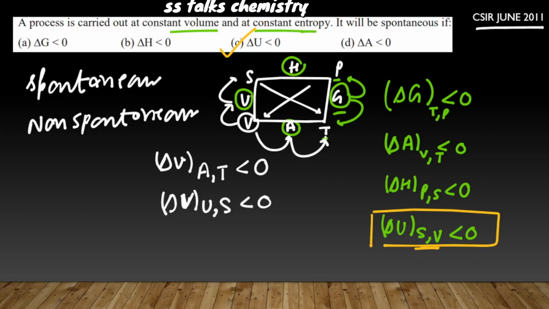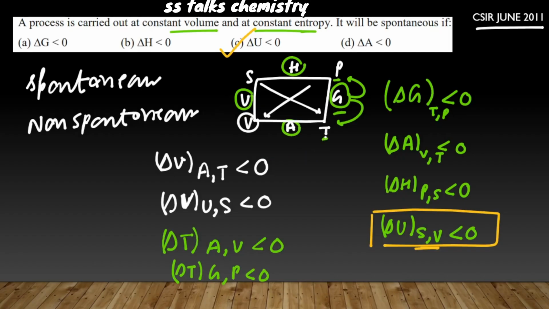Similarly for the temperature also, that is placed on the below side. So here on the temperature side, the Helmholtz free energy and the volume will be taken: delta T at constant A and at constant V should be less than 0, and delta T at constant G and P should be less than 0. So how can you remember this? The ones which are placed on the below side in this square that we have drawn, that is volume and temperature, this is gonna be less than 0.